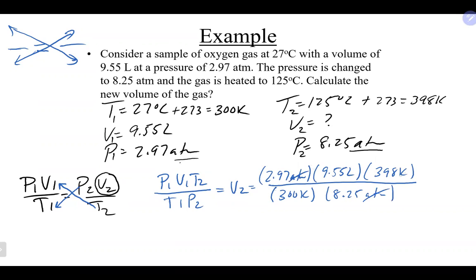Atmospheres on top and bottom cancel. Kelvin on top and bottom cancel. Once again, that leaves us liters as our unit left over, and that's good since it is a volume we are looking for. So 2.97 times 9.55 times 398, divided by 300 and divided by 825, is going to give us 4.56, I believe. Liters as our unit here. Any questions on that calculation?